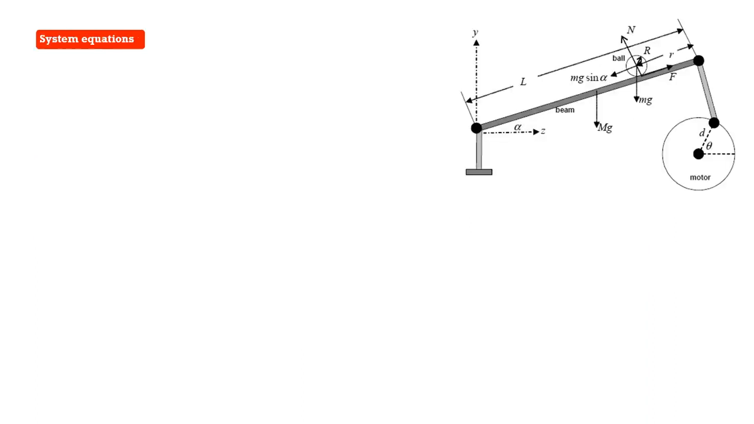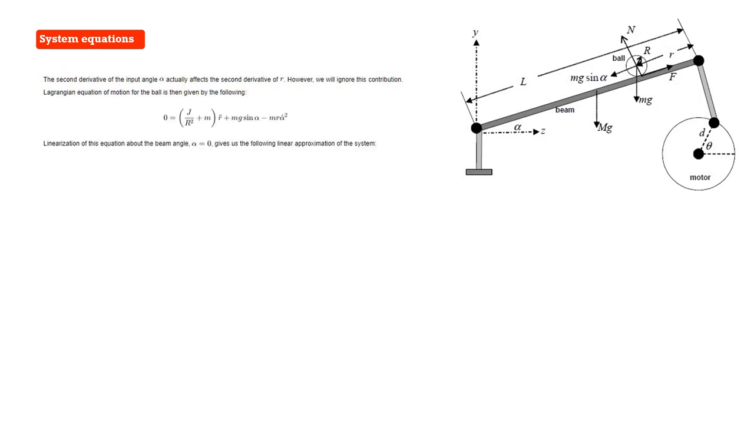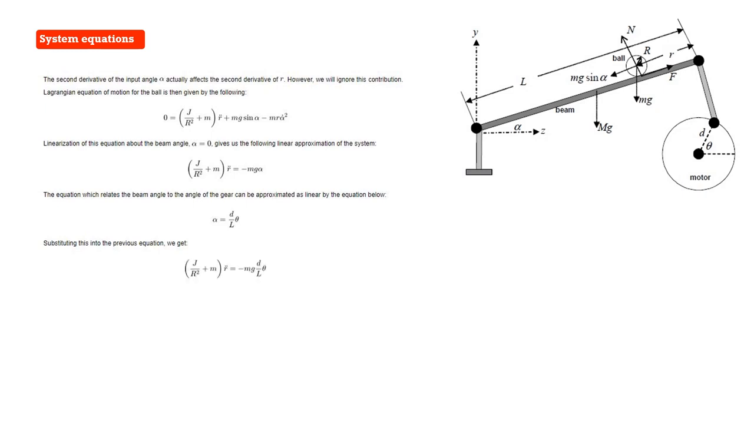Now the system equations. The second derivative of input angle alpha actually affects the second derivative of r. However, we will ignore this contribution. The Lagrangian equation of the motion of the ball is then given by the following equation. Linearization of this equation about the beam angle alpha equal to 0 gives us the following linear approximation of the system. The equation which takes the beam angle to the angle of the gear can be approximated as linear by the equation. Substituting this into the previous equation, we get the final one as.